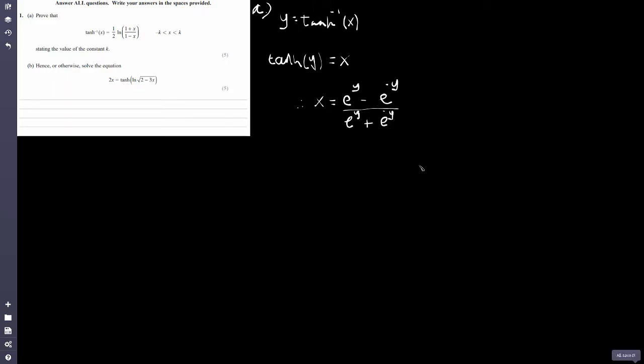So we've got our exponential definition now. All we need to do is start manipulating this. It's good that we've got this in terms of the exponential, because we're going to have to do antilog at some point to get the ln. So we know we're on the right path. Now I can times through both sides by e to the y, just to get rid of the minus y. That gives e to the 2y minus 1 on top, because this is minus, and e to the 2y plus 1 on the bottom.